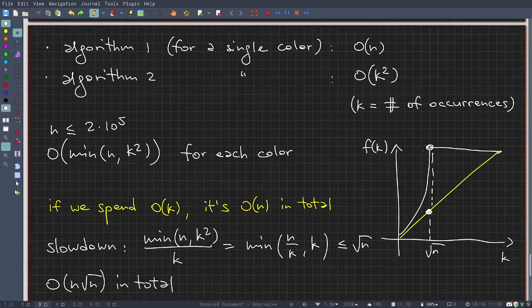Did you get the slowdown idea? Here the ratio between the linear algorithm and our algorithm is not so much, it's square root of n at most. So yeah, we can get accepted. Actually, there are some n log n solutions, at least 3 of them.